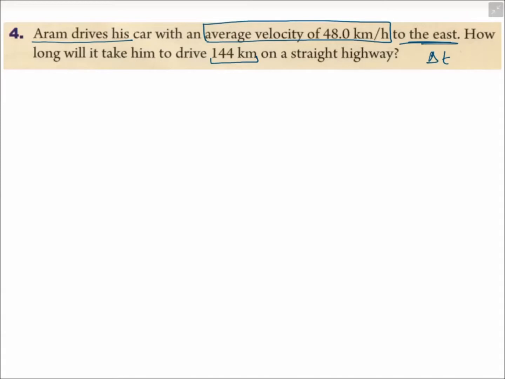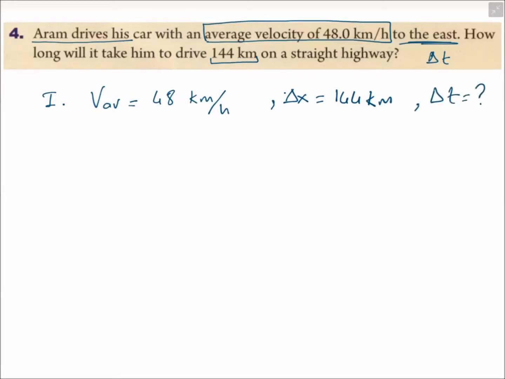In the first step, let's write the givens. We have v average, which equals 48 km per hour, and we have delta x, which is 144 km, and the question says how long. That means what is the delta t. In the second step, I'm going to write the formula of v average.